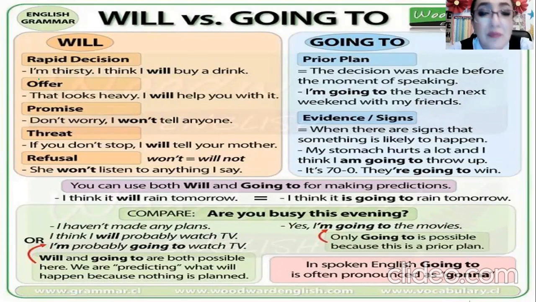Also, for some refusals, we are going to be using will. She won't listen to anything I say. I won't go to that party. Oh, he will not study for his exam. She will not allow those behaviors. He needs to study for their exam.